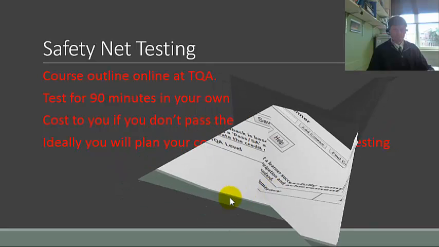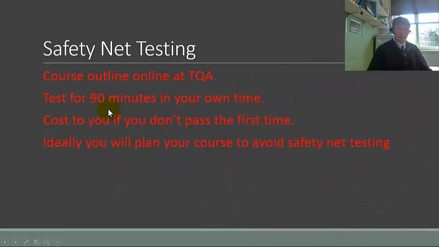As I've said, they will happen at the mid-year exams. They last for 90 minutes. If you don't pass the first time, then it'll cost you the second time. It's about $40–50. But ideally, you want to avoid this if you satisfy or plan your course accordingly. You can find out what you need to know on the TQA site in terms of what the minimum requirements are.